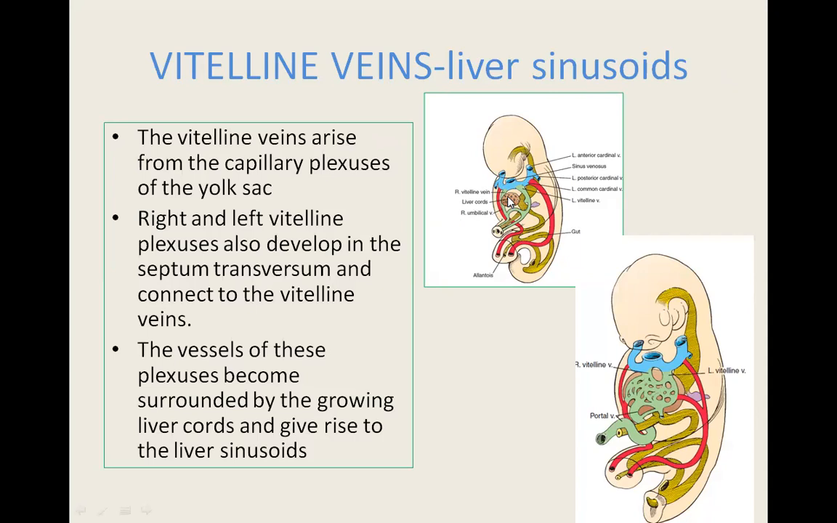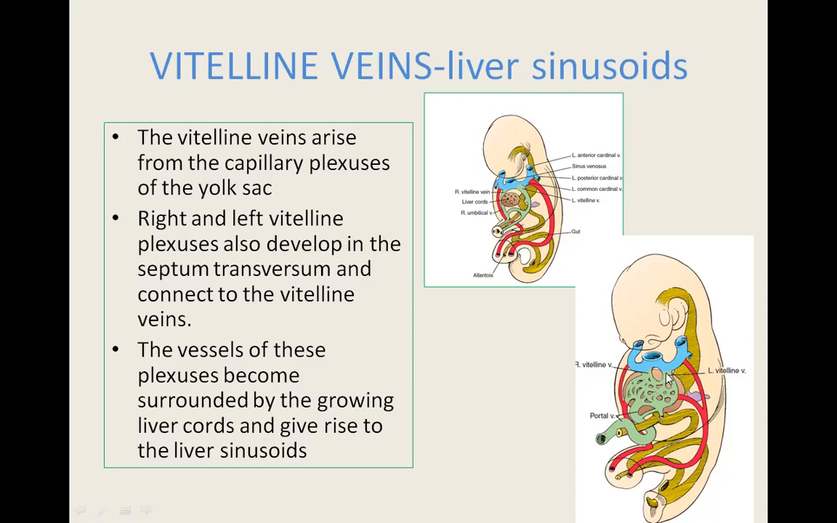The vitelline veins arise from the capillary plexuses of the yolk sac. Now where was the yolk sac? It was outside the body cavity and outside the embryo, and later on it was taken inside and it will form the primitive gut of the embryo. There was a right and left vitelline plexus, and they will develop into the septum transversum. This one is the septum growing liver cord. Here will be the septum transversum. You see this figure over here.